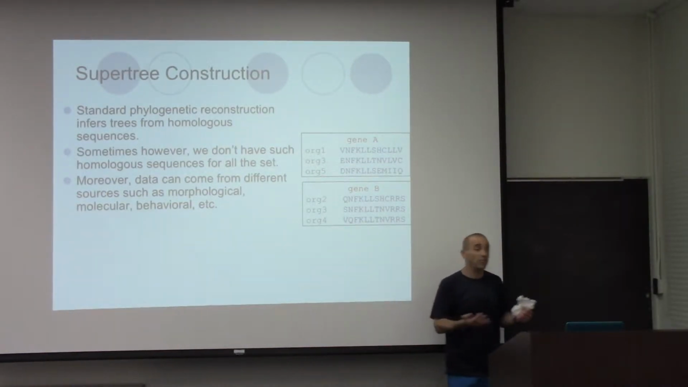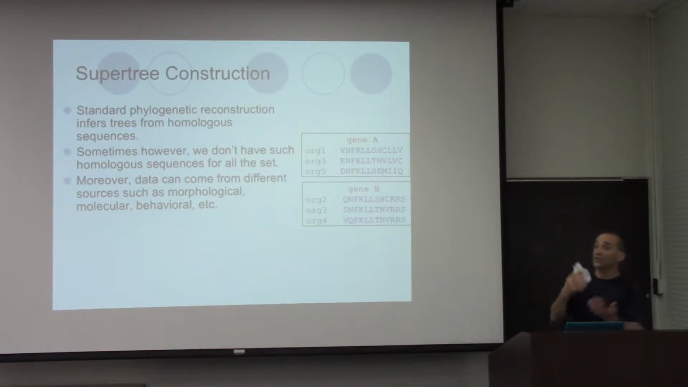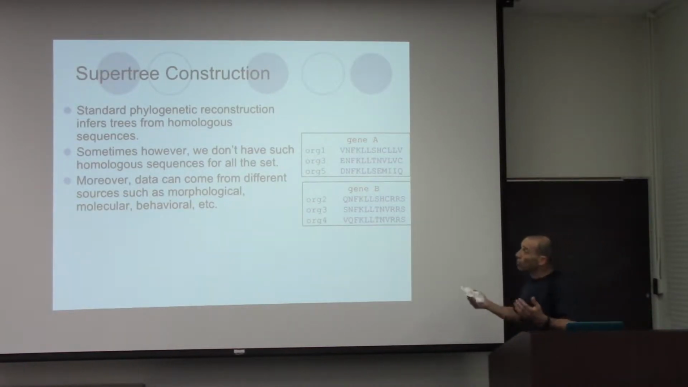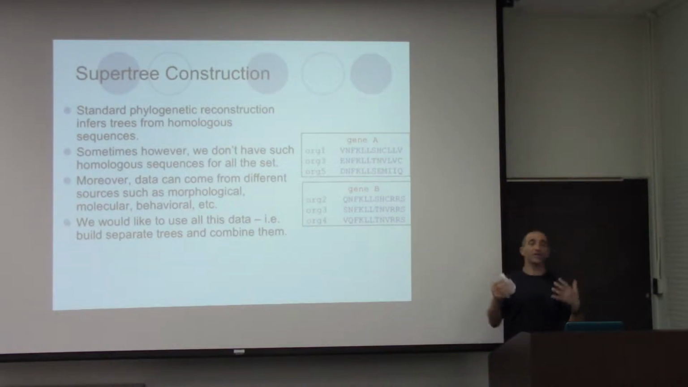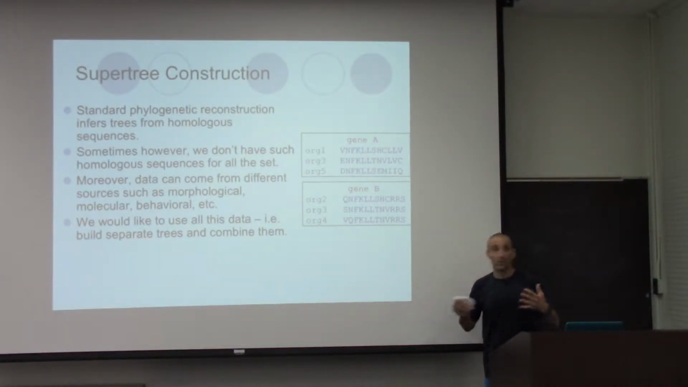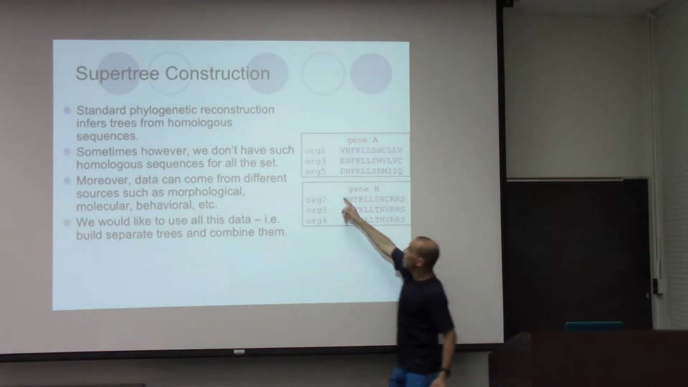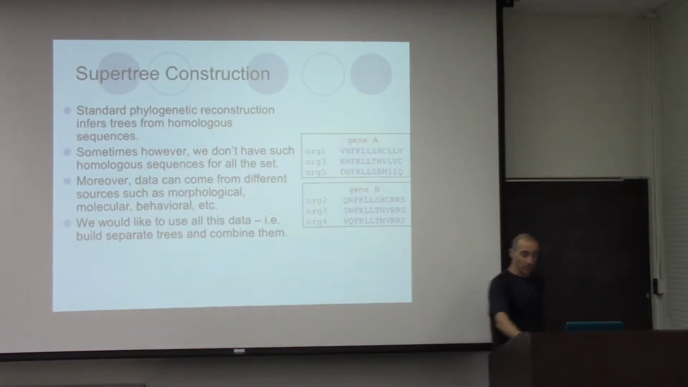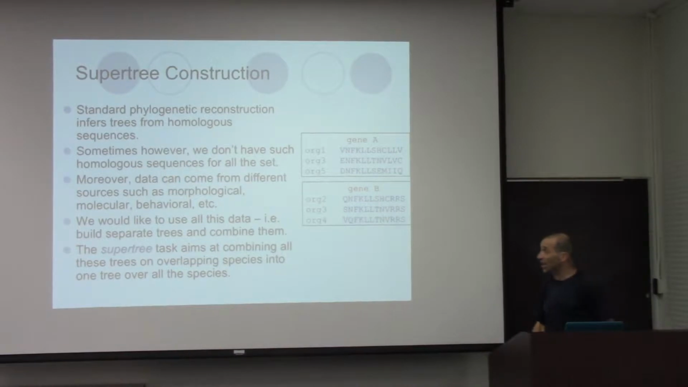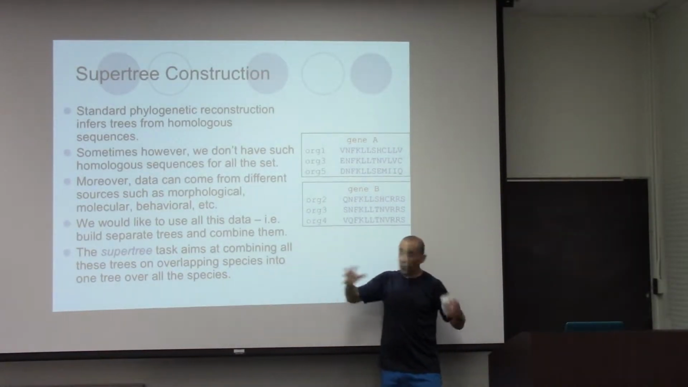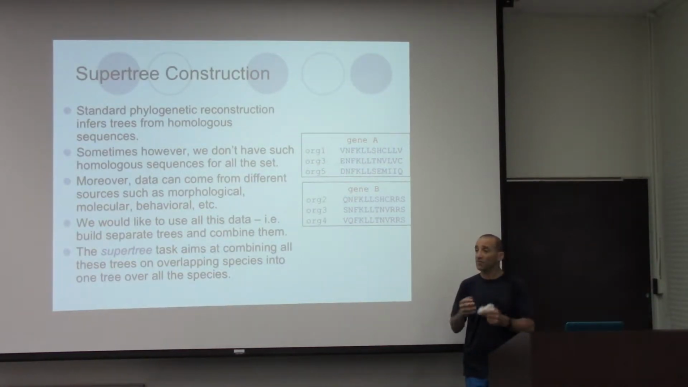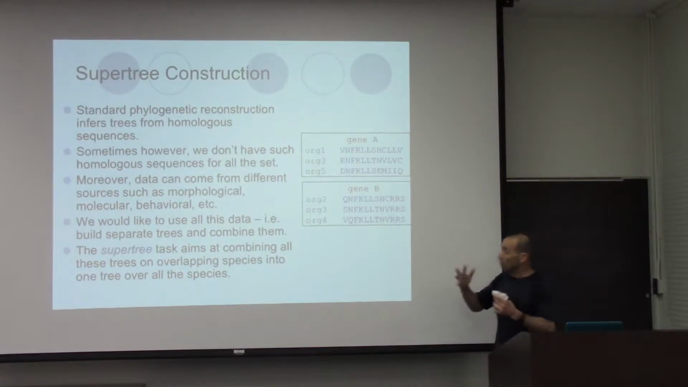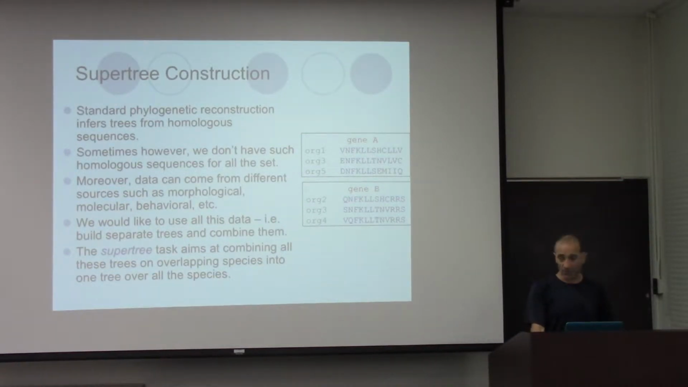We have sometimes morphological data, we have other ideas. We want to exploit all these pieces of information and to combine them into one big general hypothesis or theory over the evolution of all our organisms. So this is the supertree task that aims at combining all these trees, or even in general, all the sources of information that we have, into one big theory of evolution.